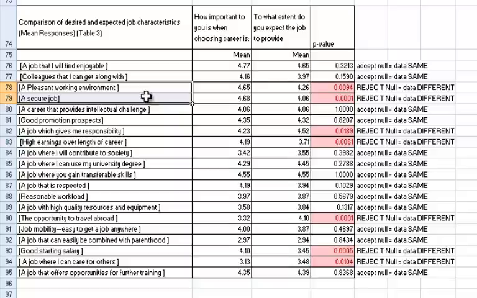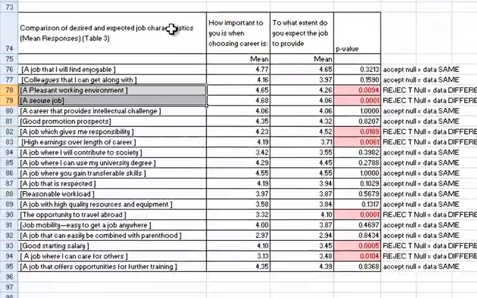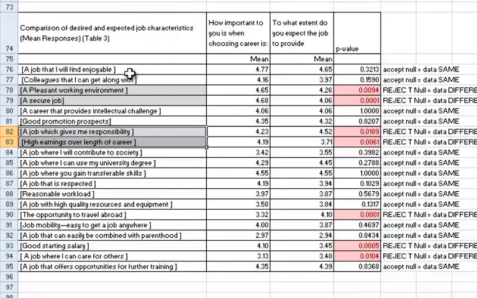So what are they? They are a secure job, pleasant environment, job which gives responsibility, high earnings, opportunity to travel, a good starting salary, and caring for others. So those areas are the areas where there is a significant difference between what people expect and what people want.